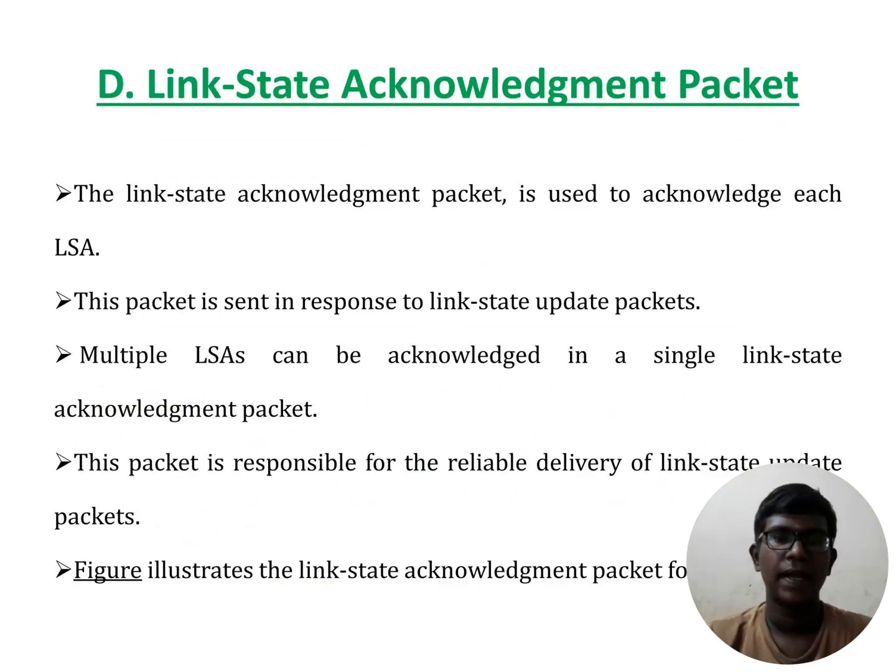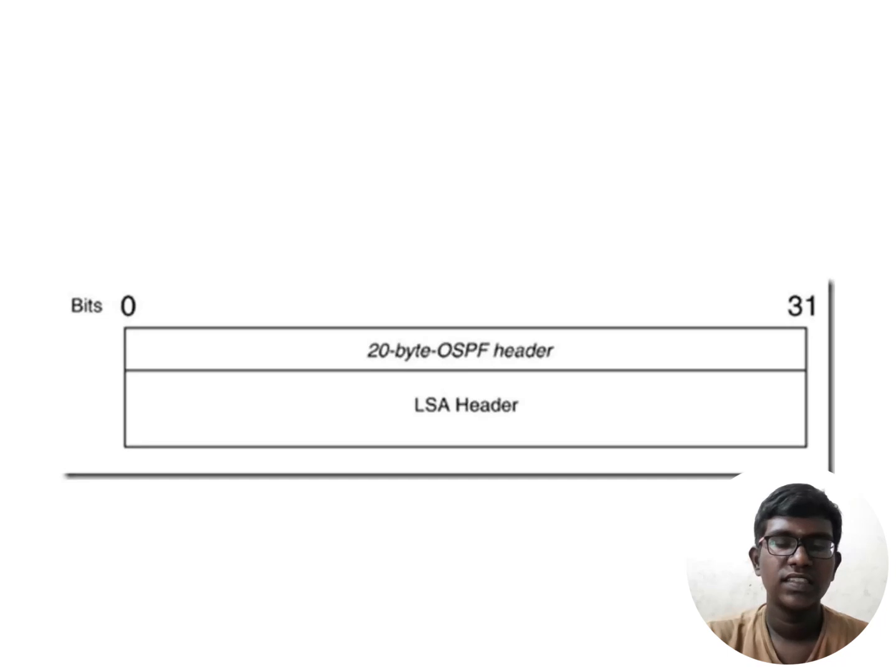Link state acknowledgement packet. The link state acknowledgement packet is used to acknowledge each LSA. This packet is sent in response to the link state update packets. Multiple LSAs can be acknowledged in a single link state acknowledgement packet. This packet is responsible for the reliable delivery of the link state update packets. The below figure illustrates the link state acknowledgement packet format. The link state acknowledgement packet consists of only two fields, a 20-byte OSPF header and the link state advertisement header.